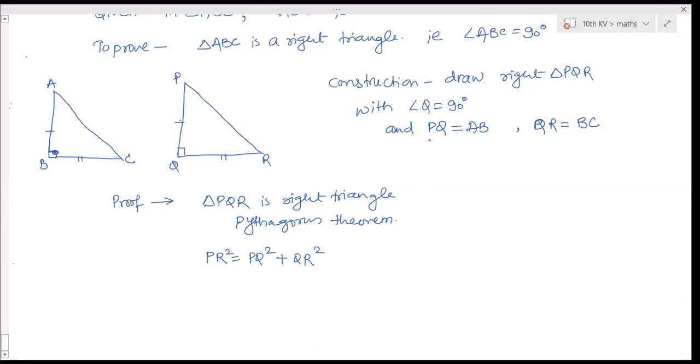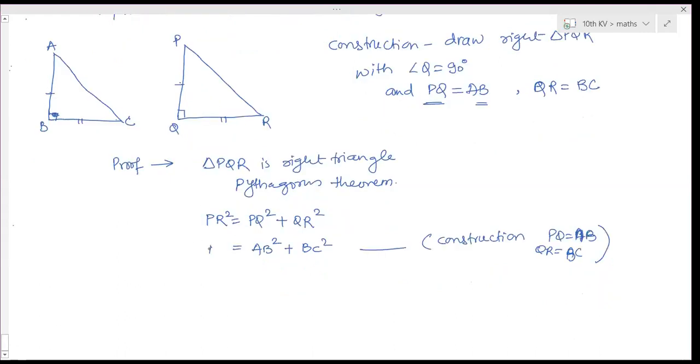Now by construction, PQ and AB are equal, so replace. And QR and BC are equal, so replace. The reason is construction. Sorry, PQ is equal to AB and QR is equal to BC. So now we got PR square is equal to AB square plus BC square.